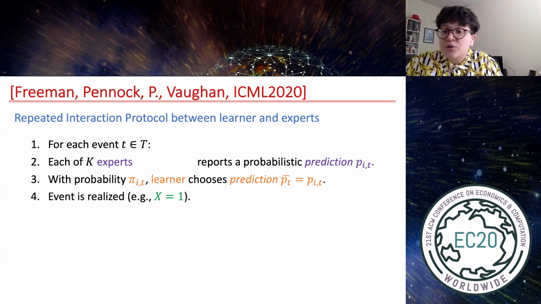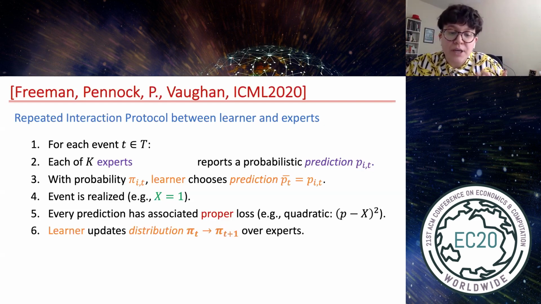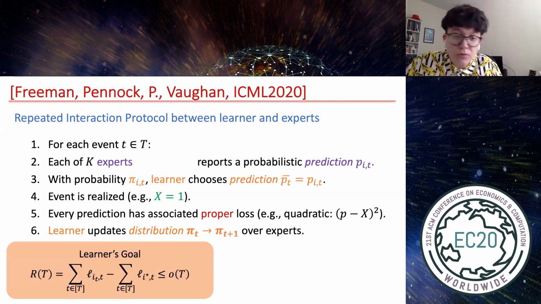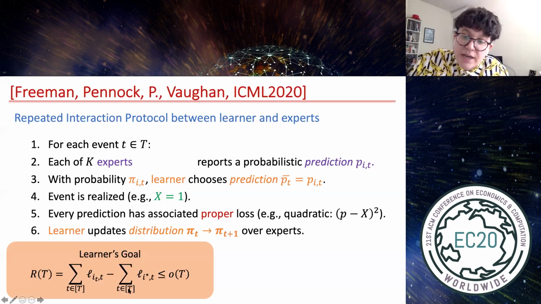Then the event is realized. So this is actually the number of COVID-19 patients that the US registers in the next day. And every prediction has an associated proper loss, both the learner's prediction and the expert's prediction. And the learner updates the probability distribution that they maintain over the experts. And again, the goal of the learner is this notion of regret that Nika introduced to us yesterday, which is the difference between the cumulative loss of the algorithm's choices and the loss of the best fixed expert in hindsight. And we want this to be sublinear in T.